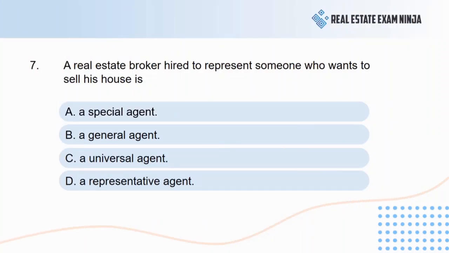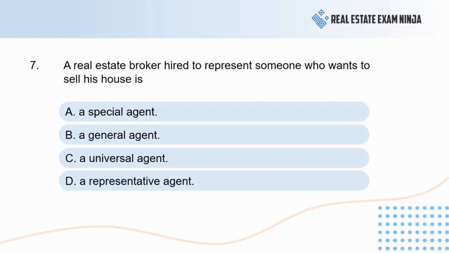Number 7. A real estate broker hired to represent someone who wants to sell his house is A. A special agent. B. A general agent. C. A universal agent. D. A representative agent.